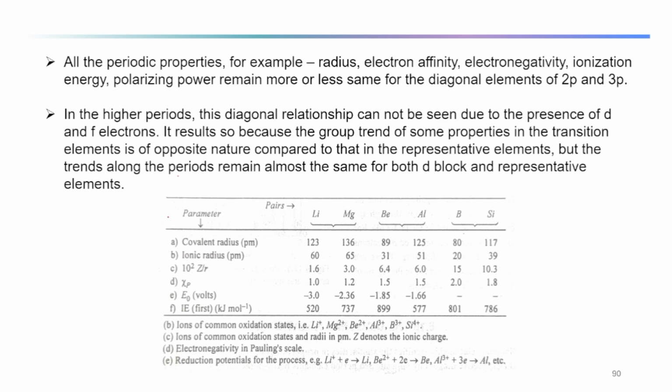Now you can see some of the parameters that are given for these pairs: lithium and magnesium, beryllium and aluminum, and boron and silicon. I repeat again, the values will not be exactly same. Okay, the values will be somewhat different, but there will be similarity. It will not be exactly same. Okay, now you can pause the video and you can look at it.